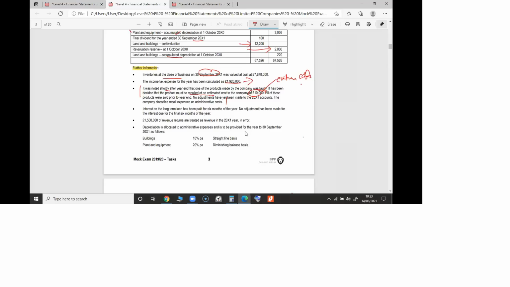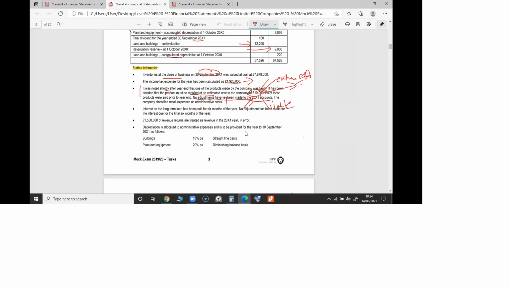Do remember, all of these products were sold prior to year end. If you recall and work it out, you need to spend this money. No adjustment has yet been made. So you have to do this adjustment, and at first you need to spend £10,000, number 1, which is your expense, and you haven't done it yet, so you are liable to do it. You agree with me? Liable to do it.